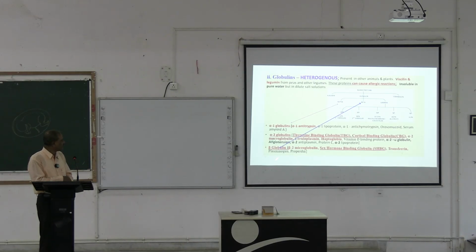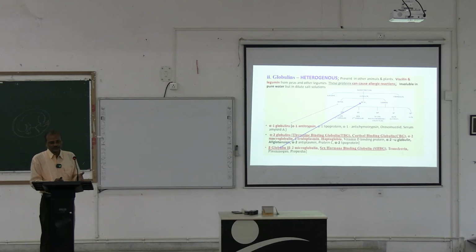Beta 2 microglobulin, you see. Sex hormone binding globulin and transferrin. One catch point, MCQ point I am telling you, note down here. Alpha 2 globulin includes thyroxine binding globulin and cortisol binding globulin. That belongs to alpha 2 globulin. But sex hormone binding globulin belongs to beta globulin. That is a catch point.